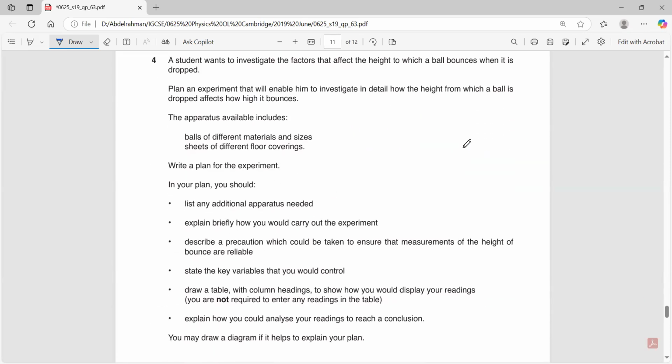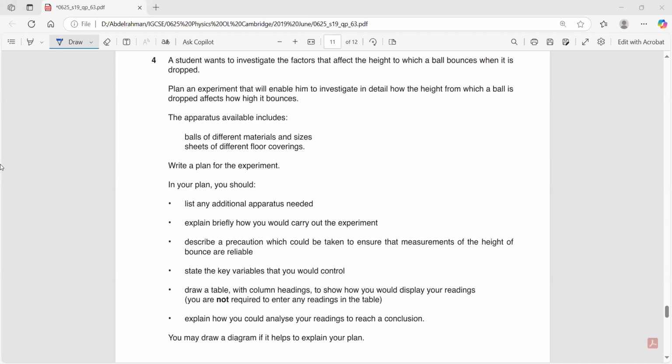A student wants to investigate the factors that affect the height to which a ball bounces when it is dropped. You have a ball, drop the ball. Plan an experiment that will enable him to investigate in detail how the height from which a ball is dropped affects how high it bounces.